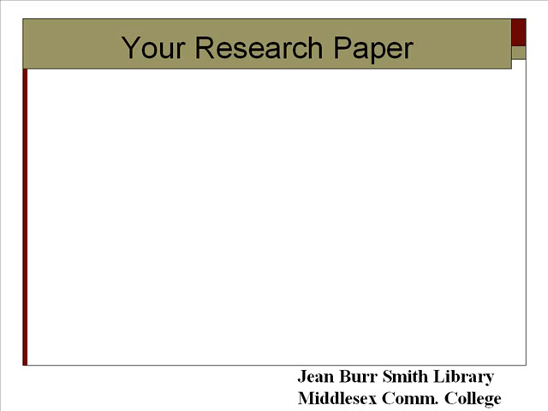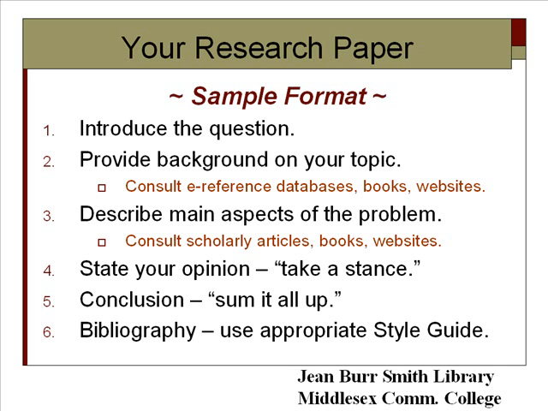A clear, workable outline is essential for every quality research paper. Here is but one example of what should be the main sections of your paper. Every paper must start with an introduction, which introduces your question or thesis. You'll want to provide background, talk about the main aspects of the problem, and take your stance. Then you will need a concluding paragraph that summarizes the key points in your paper.